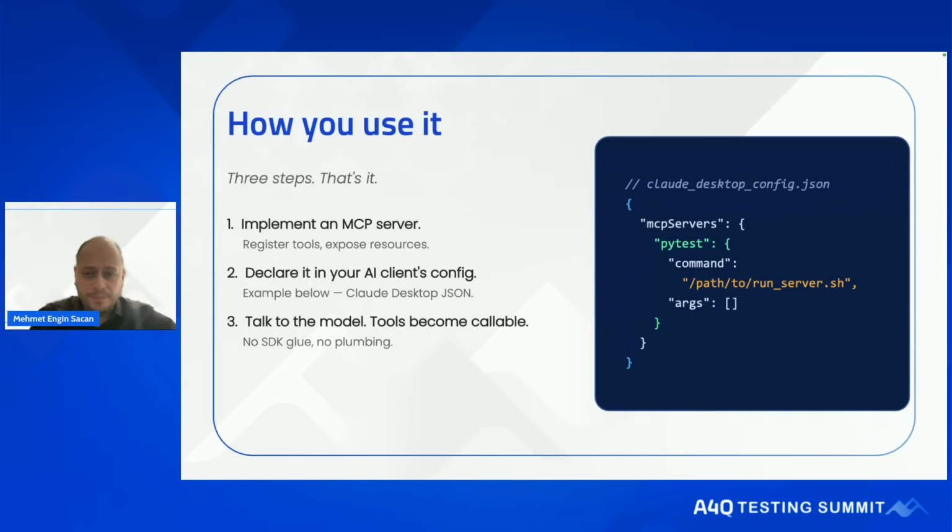Step 3, and then you can start a conversation. The model now sees your tools and decides when to call them. You don't write any SDK glue. You don't manage state. You don't parse anything. If you ever wired up a Slack bot or a webhook, this feels familiar, except that instead of writing event handlers, you write tools and the model figures out when to use them.